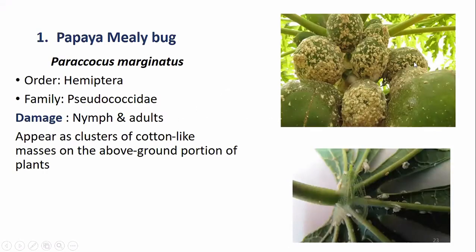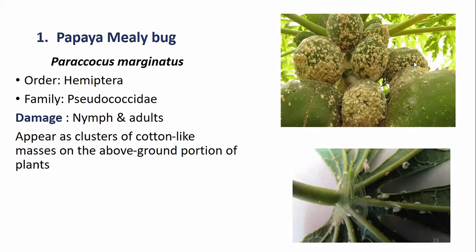Okay, let's see the pepper pests and diseases. First, we'll see the pests of pepper. Papaya mealybug is the major pest. For the papaya crop, the mealybug is the major pest. You can see in the papaya field, mealybug mostly affects the papaya fruit. It affects the leaves and fruits of papaya.